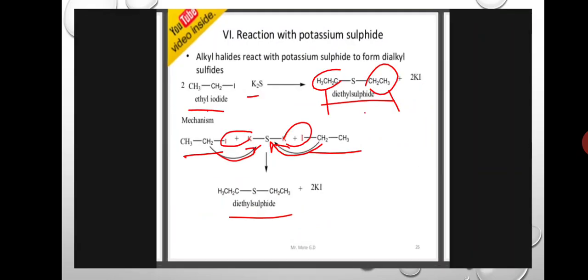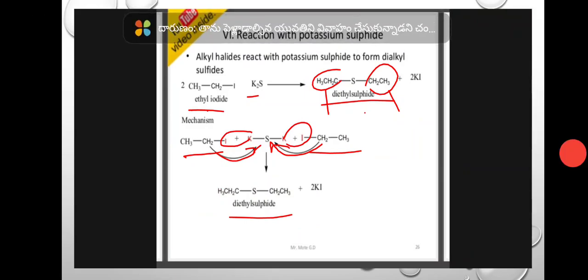Next, reaction with potassium sulfide. Alkyl halides react with potassium sulfide to form dialkyl sulfides. Here we are taking 2 moles of alkyl halide, ethyl iodide, reacting with potassium sulfide, K2S, and forming diethyl sulfide. Dialkyl sulfide is formed. Here the mechanism is there.